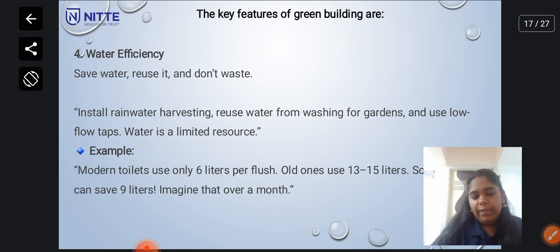Fourth one is water efficiency. Water efficiency in the sense saving water, reusing it and not wasting it. Like by installing rainwater harvesting, grey water recycling, black water recycling, and also low flow taps. This will help in limiting and saving water. Normally modern flushes use only 6 liters, but old ones used to use 12 to 15 liters, which was wasting a lot of water.